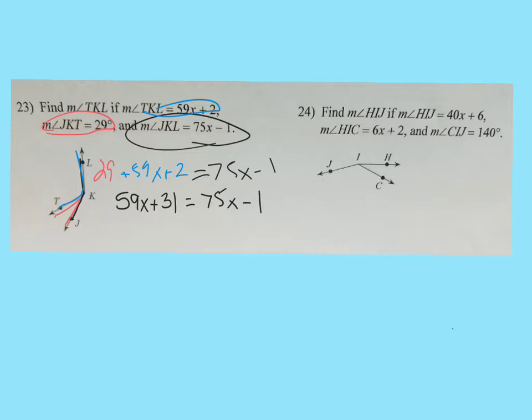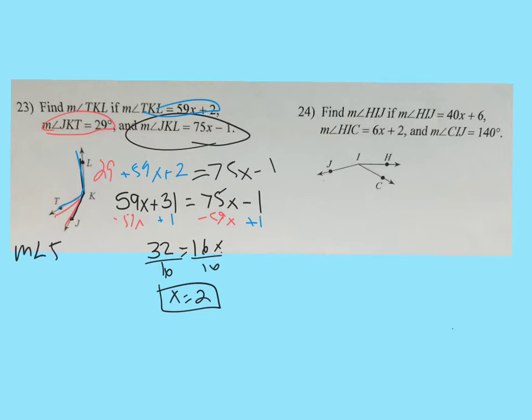I'm going to get all my x's on the right side, so I'm going to subtract 59x from both sides. And I'm going to add 1 to both sides, so I'm going to put all my numbers on the left side. So I'm going to end up with 32 equals 16x, divide both sides by 16. So x is going to be equal to 2. And remember, once I find x, I'm going to plug it in to get my actual angle measures.